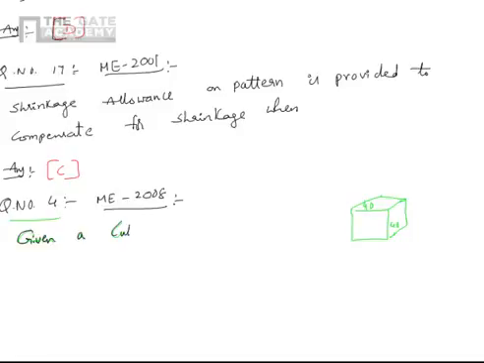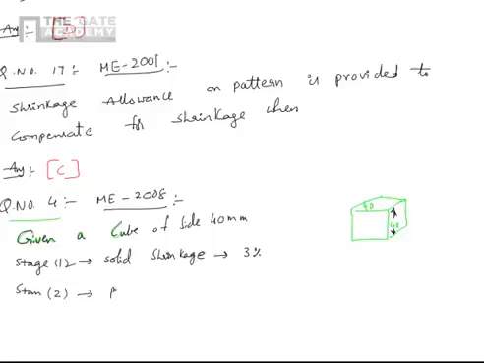Given a cube of side 40 mm, three stages of shrinkage, right? Stage 1, liquid shrinkage, where the molten metal goes from pouring temperature to freezing temperature. 3% of the volume shrinkage happens. Stage 2, phase transition shrinkage. This is 4%.